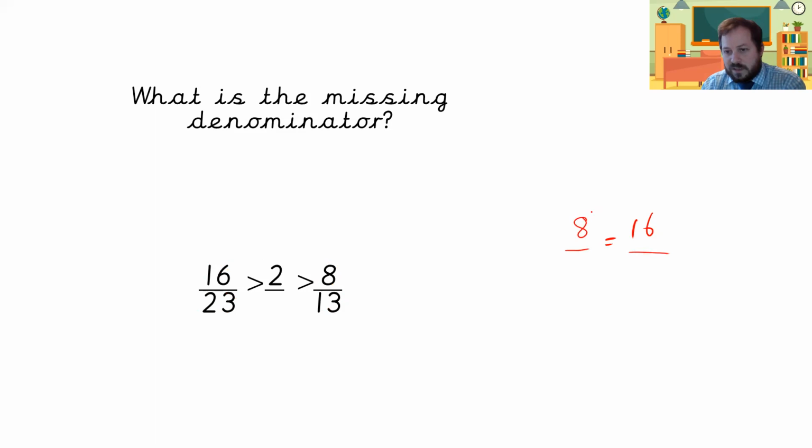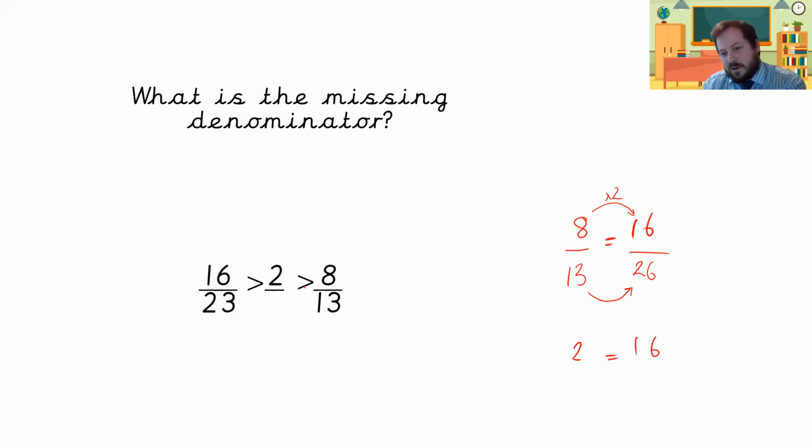So what have I done to 8 to get to 16? Well, I've timesed it by 2, which means I need to times the bottom by 2 as well, which is 26. So I've got that, that's all worked out for me. Then I've got 2 here. I need to put that in terms of sixteenths. So 2 in terms of 16.